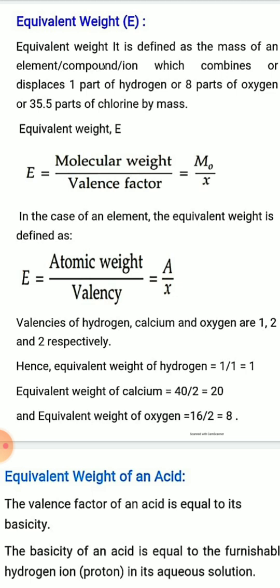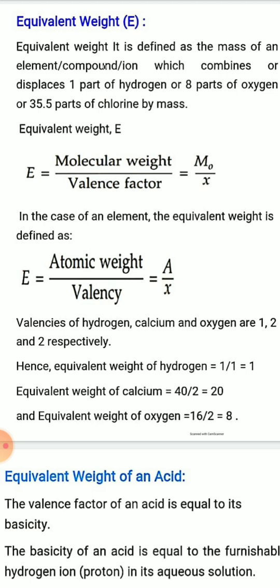And in the case of an element, the equivalent weight is defined as atomic weight divided by valency or valence factor. If atomic weight is denoted by A, capital A, and valency is x, then equivalent weight E is equal to A by x. And this equation is valid for an element, for an atom.